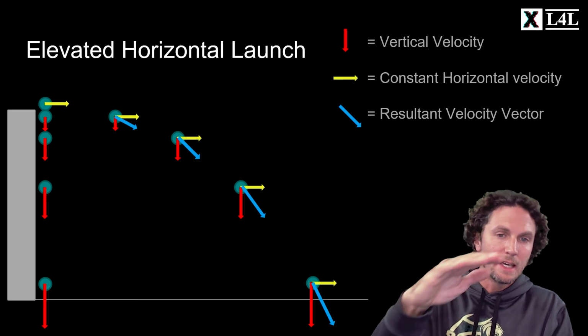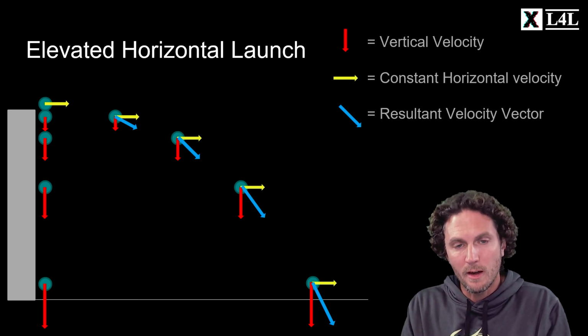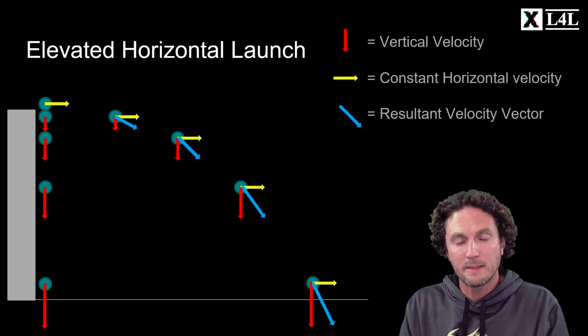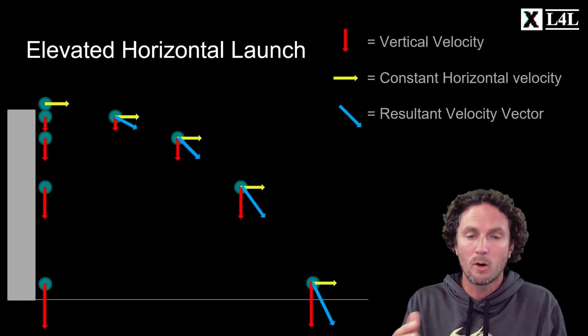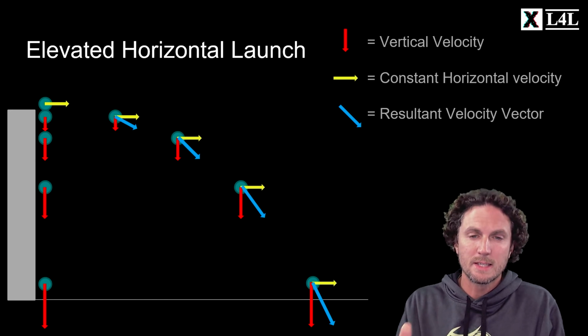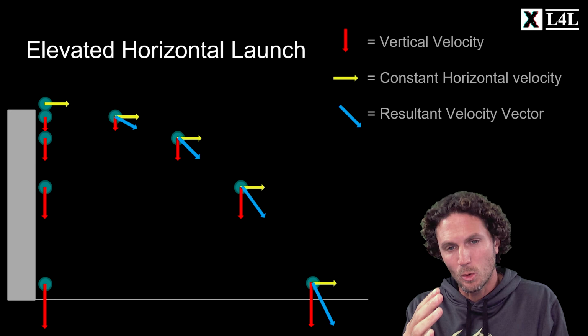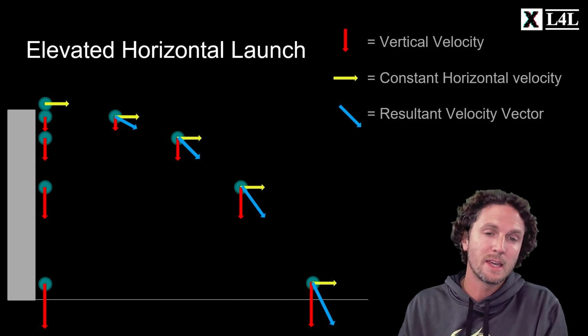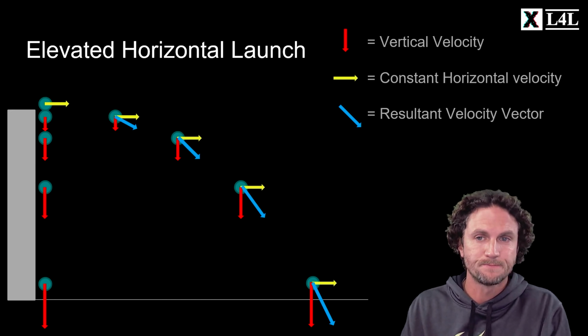As you can see, it's becoming more vertical with time because the vertical velocity vector is continuing to grow while the horizontal velocity vector isn't. So the resultant velocity vector is also starting to curve and get more and more vertical as it continues to gain speed in the vertical direction.